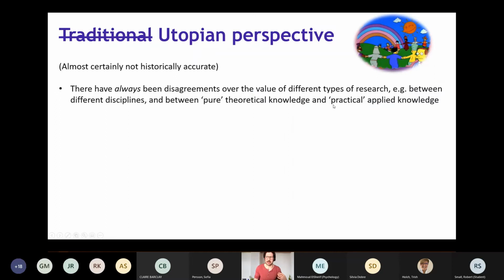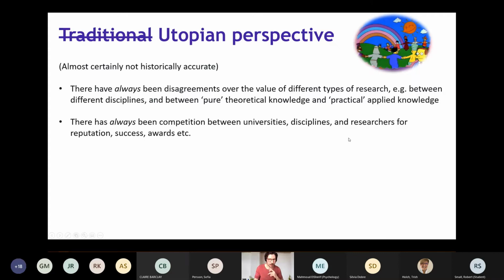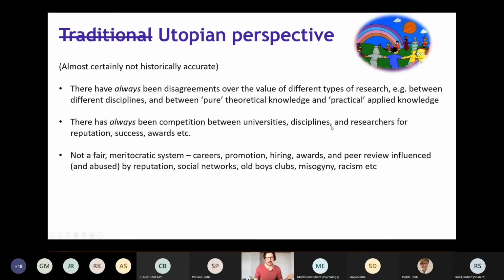For one thing, academics, whilst they may have collectively decided on what is researched, that's not necessarily to say that they always agreed on this. There have always been disagreements over the value of different types of research, different disciplines looking down their noses at each other, competing over whose is the purest, most theoretical discipline, and people doing applied practical work perhaps not valued as much. There's always been competition in this system between universities, disciplines, and researchers for things like reputation, success, and awards. And it's certainly not a fair meritocratic system. It's not that everyone's contribution to knowledge was valued equally.